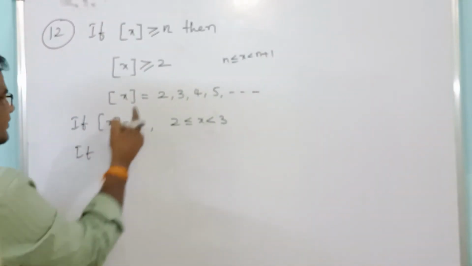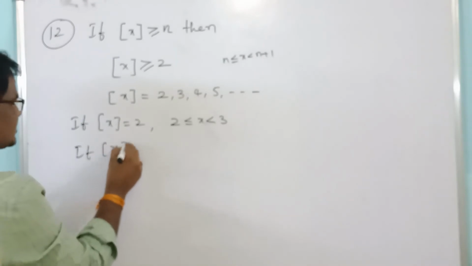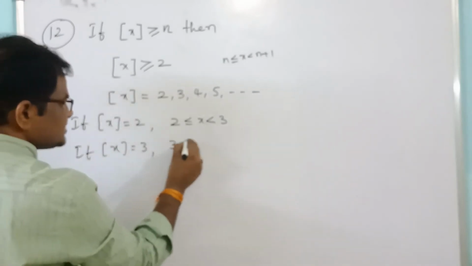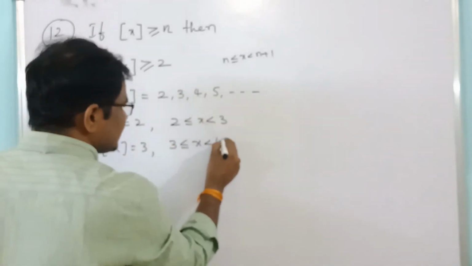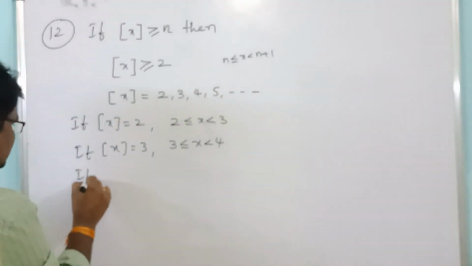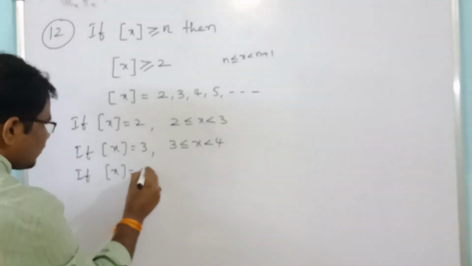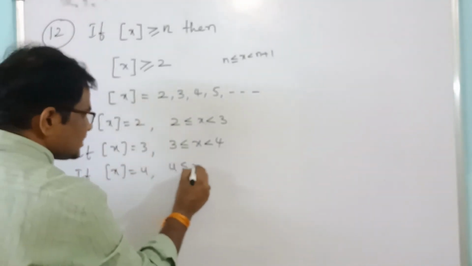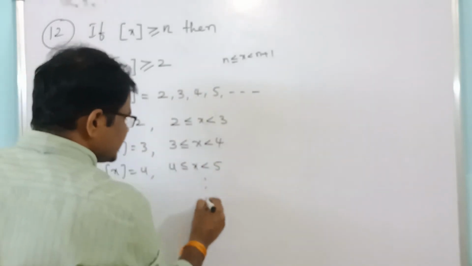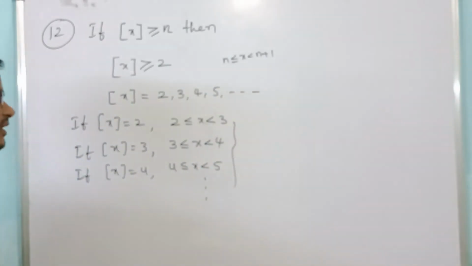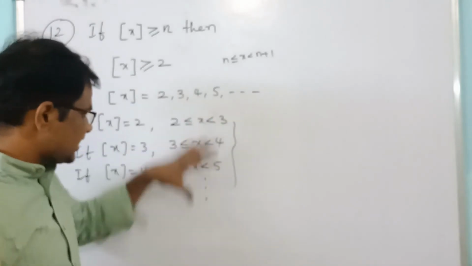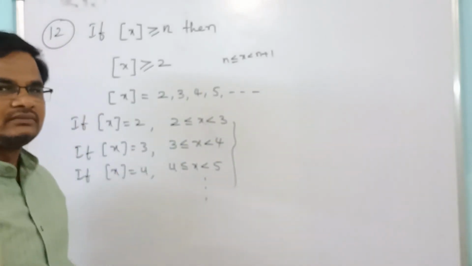Next, if [x] equal to 3, how do we write it? 3 less than or equal to x less than 4. Suppose [x] equal to 4, then 4 less than or equal to x less than 5, etc. Observe all these conditions.